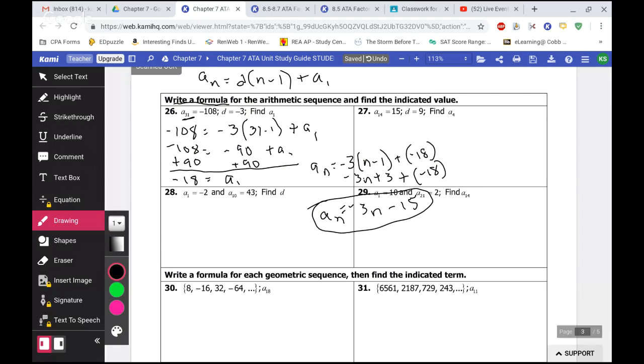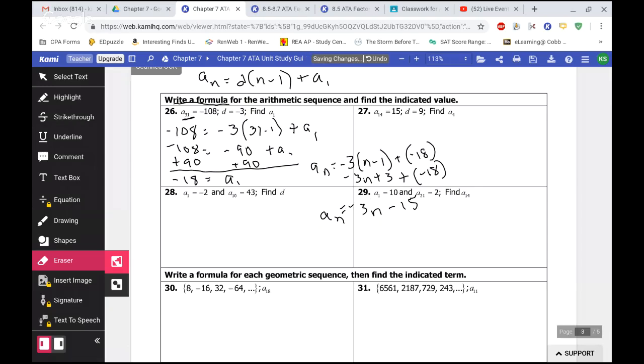Okay. Am I good to erase all of that now? Yes. Okay, good. I don't want to erase it too early.